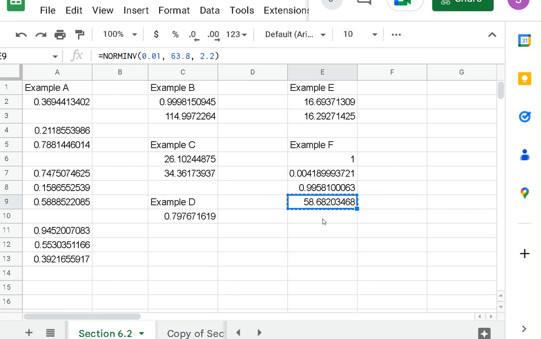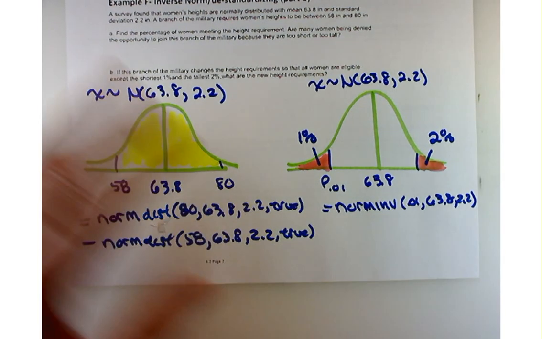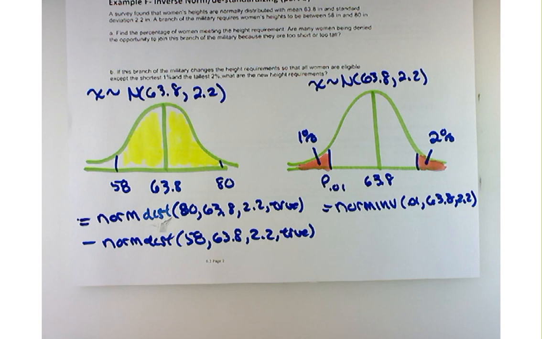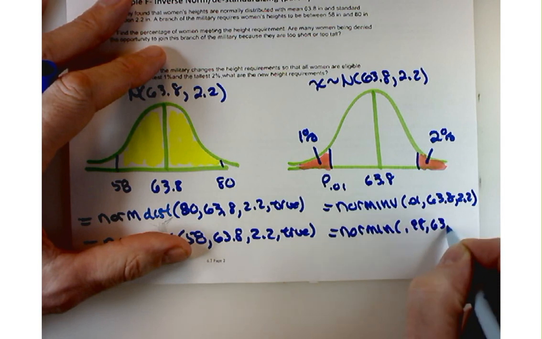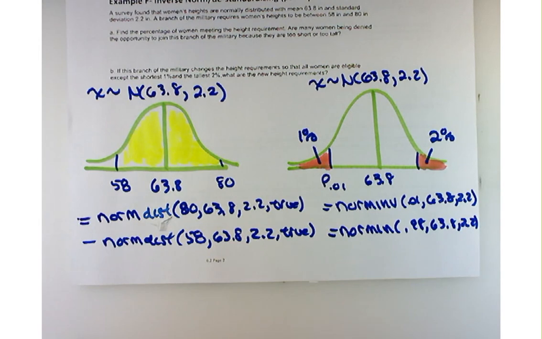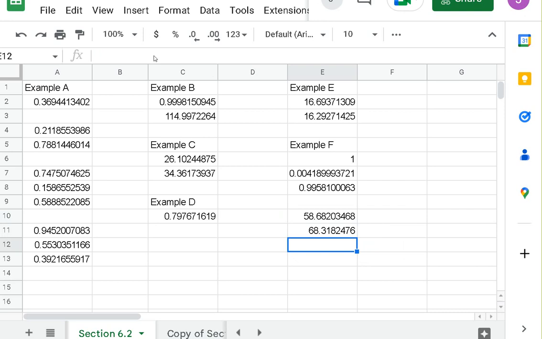Now what's going to change when I do the next one? 0.98. Yeah, the thing to keep in mind is that it always works with what's to the left. So I'll be using 0.98. Norm inverse of 0.98, 63.8, and 2.2. That should be considerably taller, like 68 inches or something like that. Copy that, paste it here, and I'm just going to change this to 0.98. So there you go, 68 inches. That's your cutoff for the top 2%.